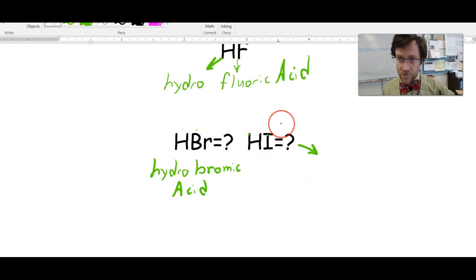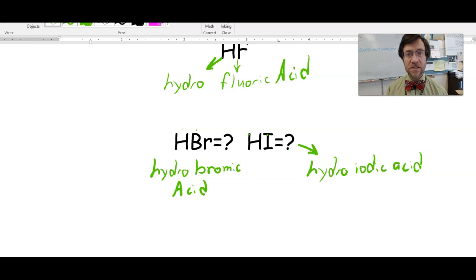Now this one is going to be named the exact same way. 2 capital letters, so there's only 2 elements. So I'm going to say hydro. And then iodine, iodine got to end it with ic, so it'll be iodic. So hydroiodic acid. That's super simple, right? Hydrochloric acid, hydrofluoric, hydrobromic, hydroiodic. We can do these. These ones are easy.